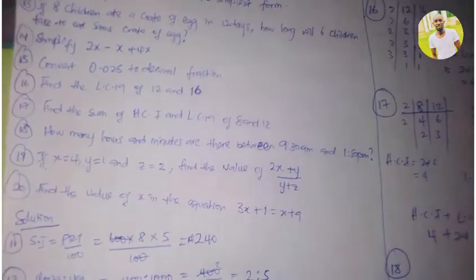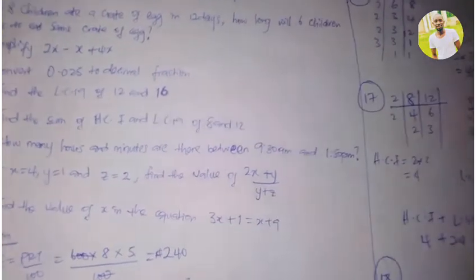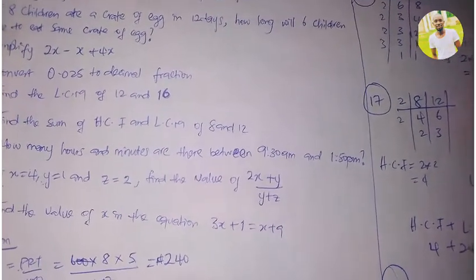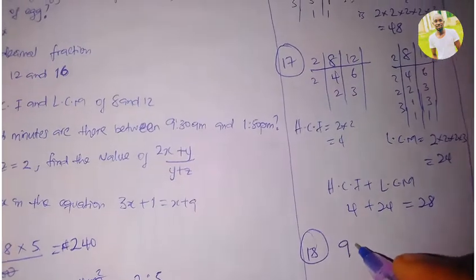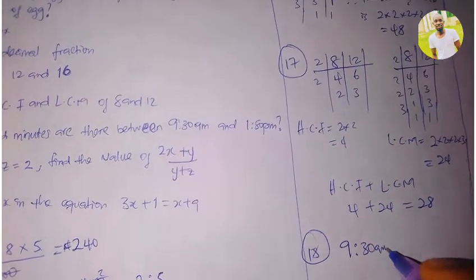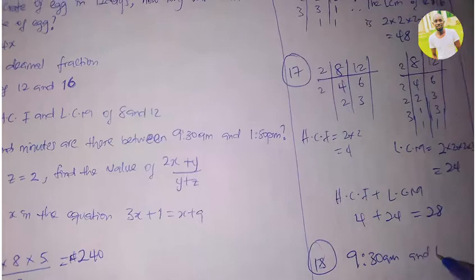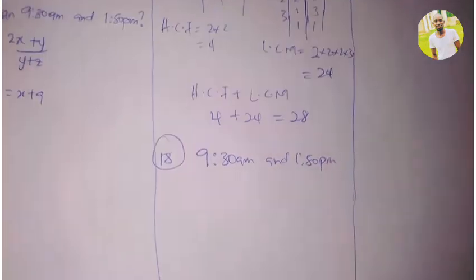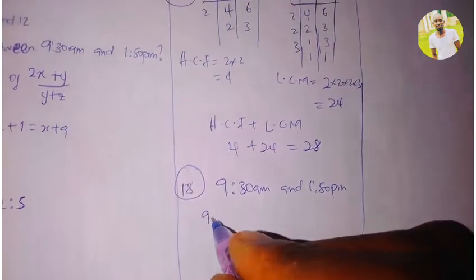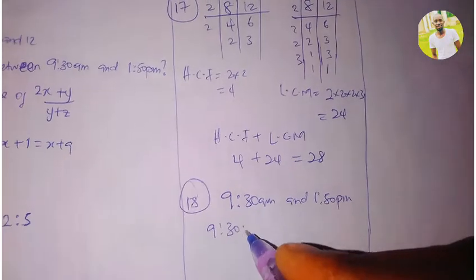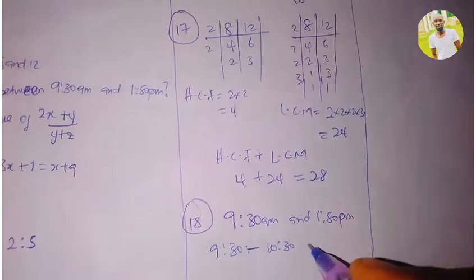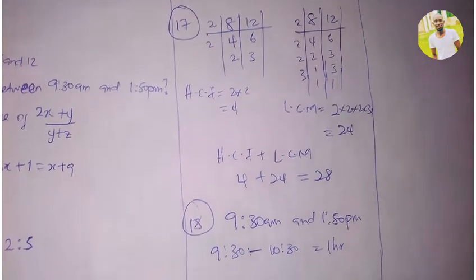Number 18 question says: how many hours and minutes are there between 9:30 a.m. and 1:50 p.m.? Now 9:30 a.m. is in the morning, 1:50 p.m. is in the evening. Let's calculate. From 9:30 to 10:30 is 1 hour. And so on and so forth.